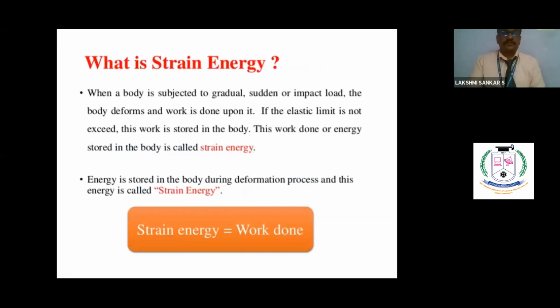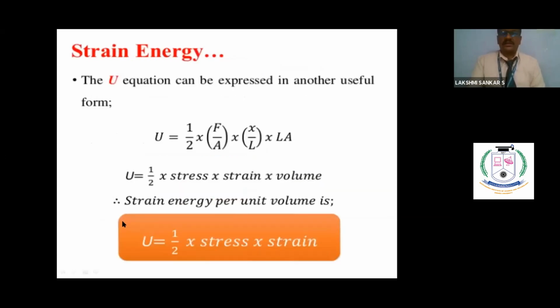Then what is strain energy? We have already seen that the amount of energy stored within the elastic limit is called strain energy, measured in Newton meter or joule. The area under the curve represents the strain energy, the work done, which is half into stress into strain. That is nothing but the area of the triangle, the strain energy for the particular diagram. You can refer to the stress-strain diagram, where X is strain and Y is stress. That is the triangle area, half base into height, as written here.